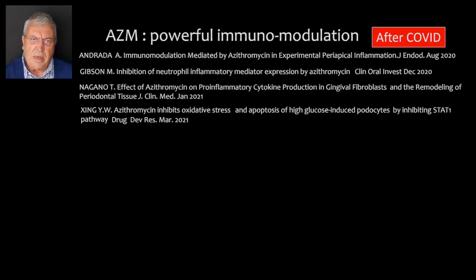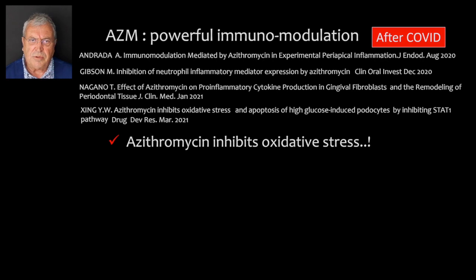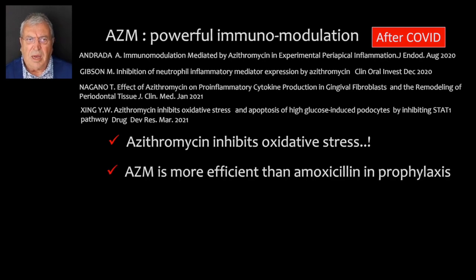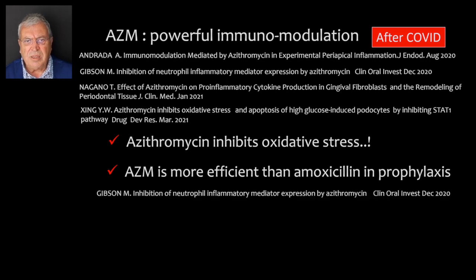Then we need to understand, we have 2 kinds of literature. Literature after the COVID and literature before the COVID. Literature after the COVID is showing that azithromycin inhibits oxidative stress. Now we understand why we made this kind of case. Azithromycin is more efficient than amoxicillin in prophylaxis. Interesting.